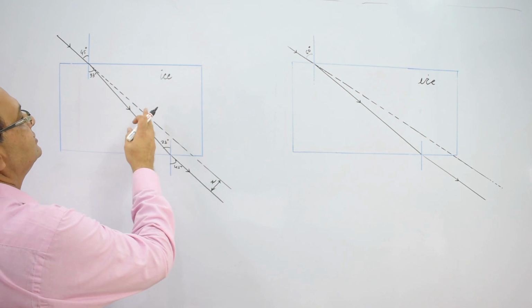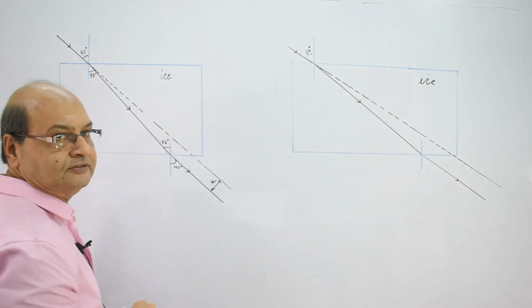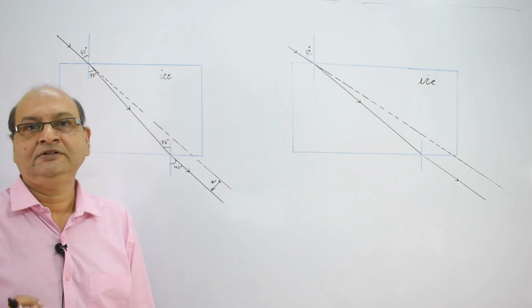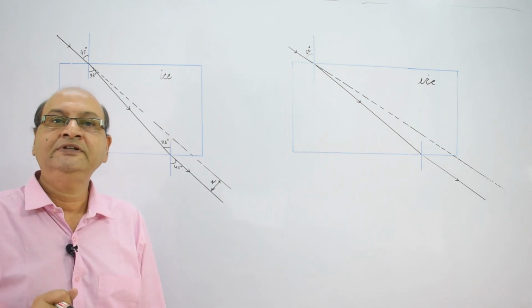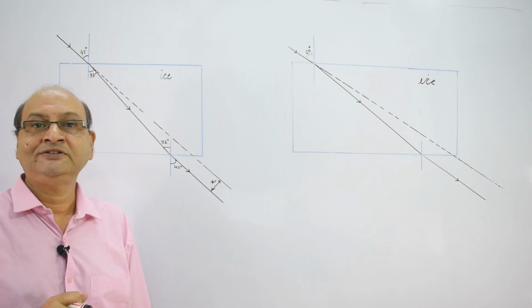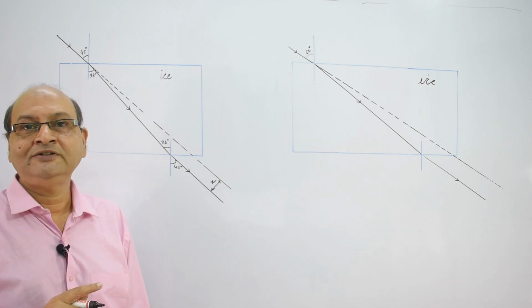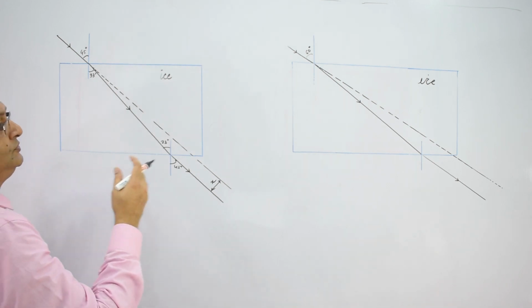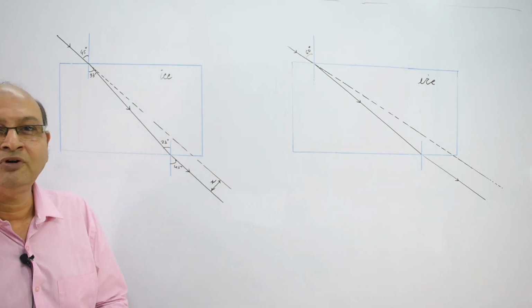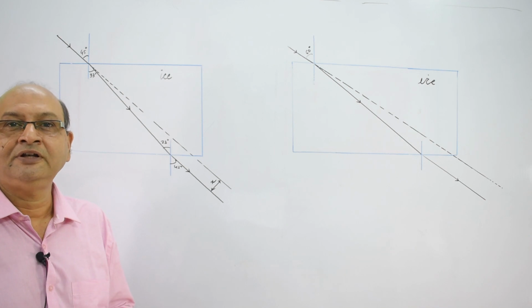This time I have taken two slabs of ice. Now you may know that, or if you don't know, you see the table of refractive index. The refractive index of ice is 1.31, whereas water is 1.33. Now you may ask, why did not you take water? Because we generally compare glass and water in our chapters or in our lessons.